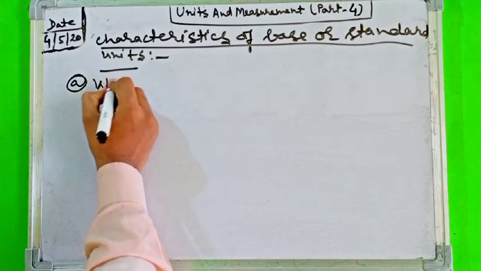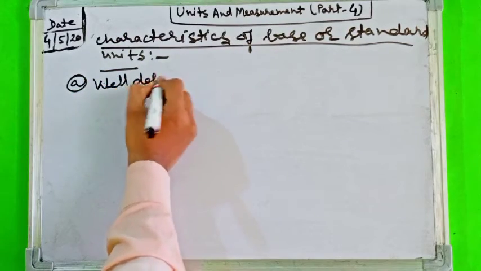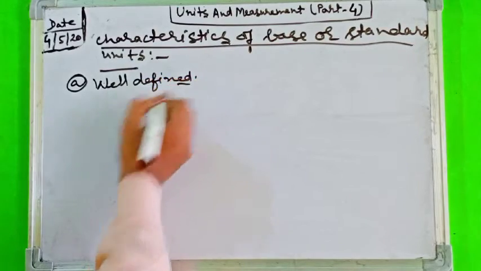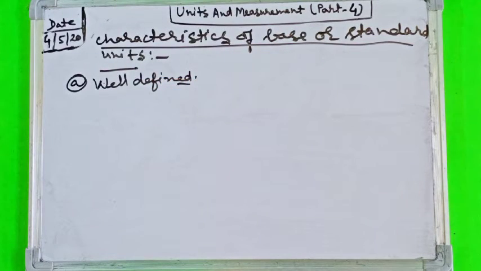Well defined. Well defined means the first and foremost thing is that a base unit or standard unit or fundamental unit is well defined. There is no ambiguity in the definition of that unit. It is easily recognizable, or there is no question of query regarding the expression of that standard unit or base unit.